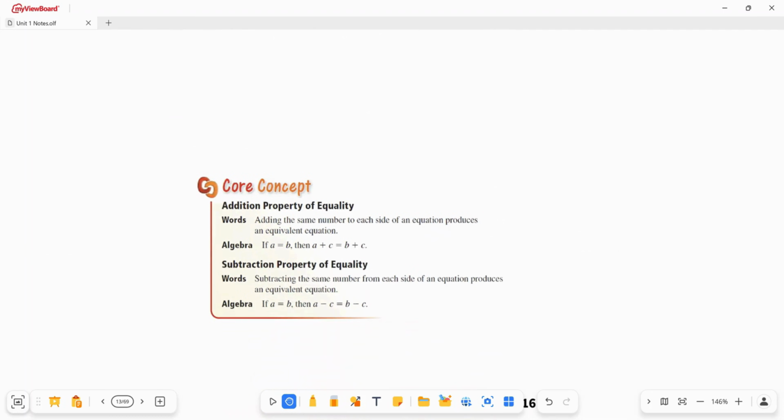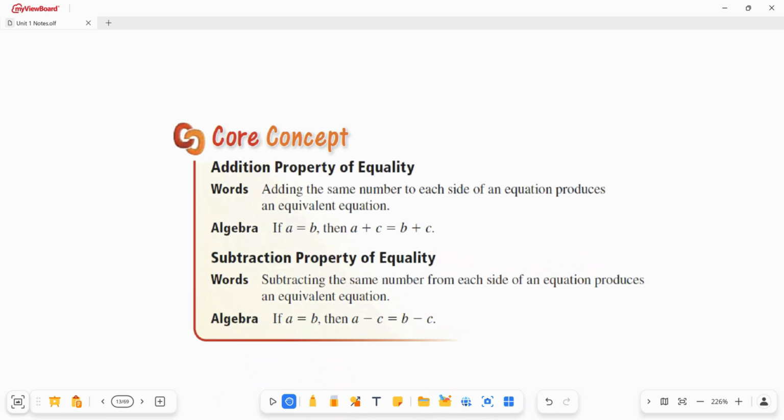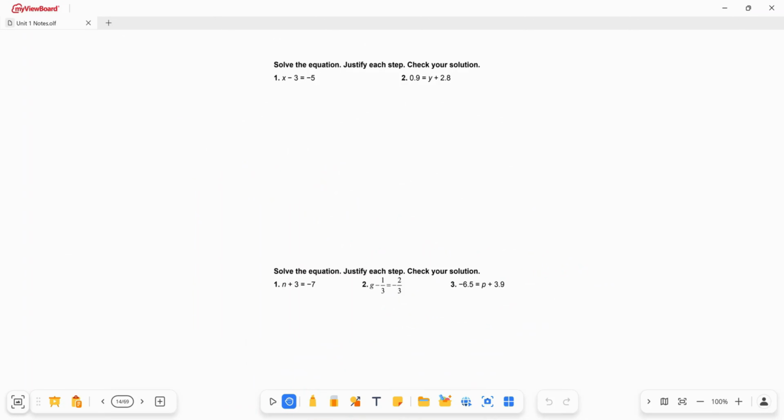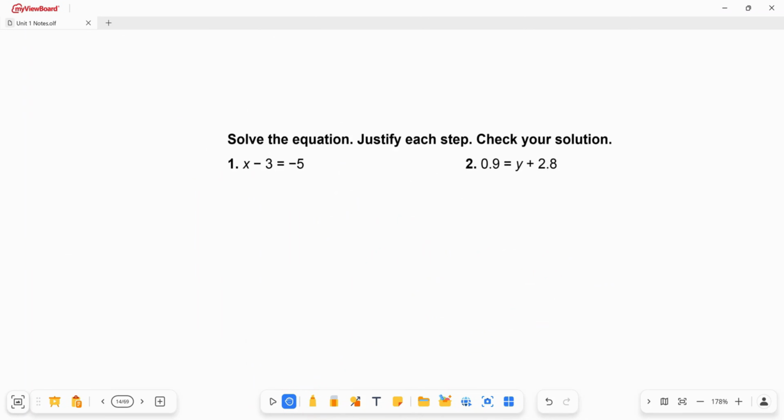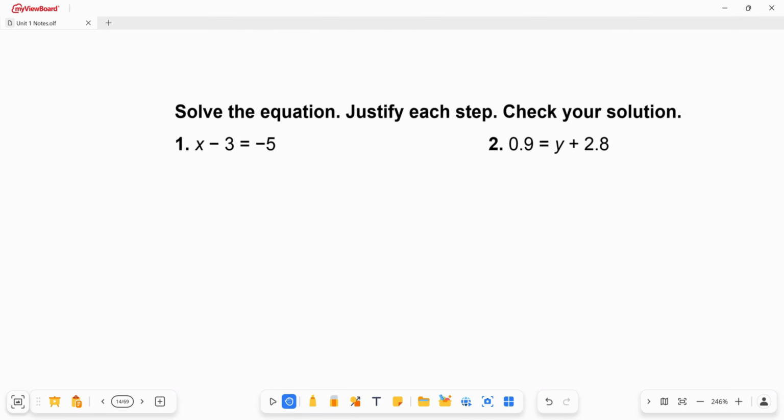Then the stuff that I have down here is basically just the fancy way of saying why addition and subtraction are opposites of each other. So nothing super crazy to add here. We're never really going to actually reference the properties, but just in case you wanted to see them. All right, so for here, solve the equation, justify each step, and then check your solution.